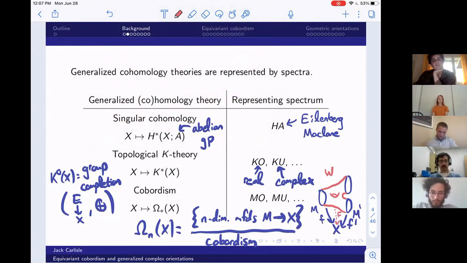is a manifold W over X, such that if we restrict F to the boundary of W, we just get the disjoint union of our two maps. Now, again, what I've described here is unoriented cobordism. If we were to use a different sort of structure on our manifolds, we could obtain oriented cobordism, or maybe most importantly, complex cobordism.